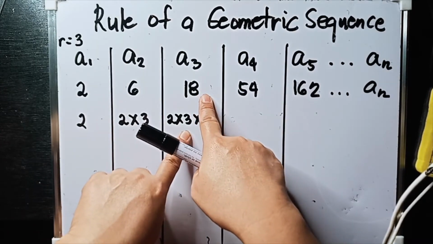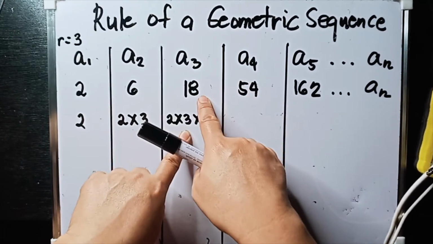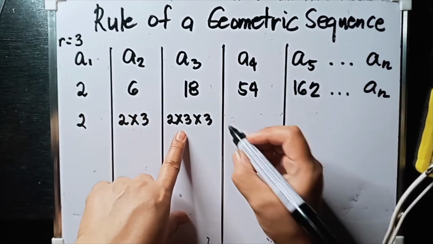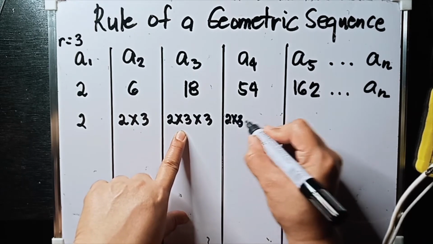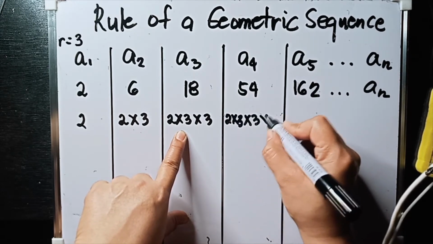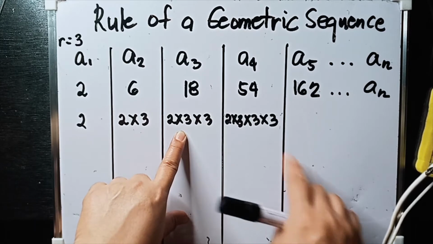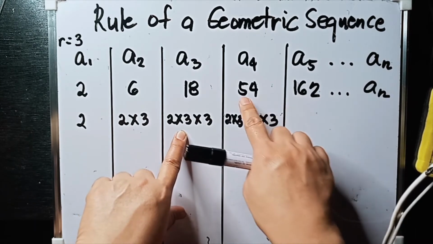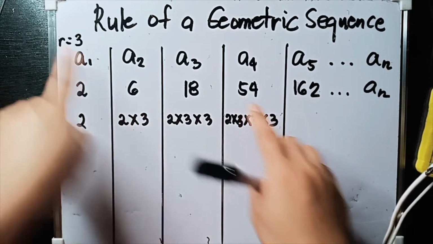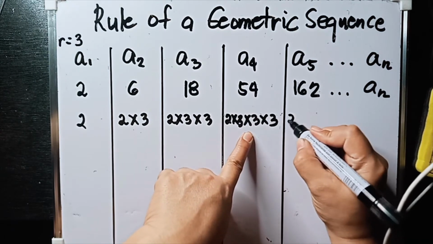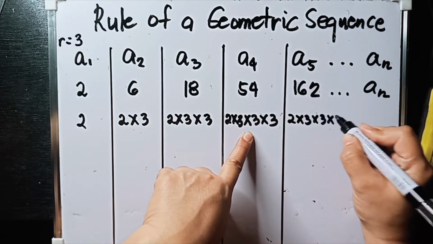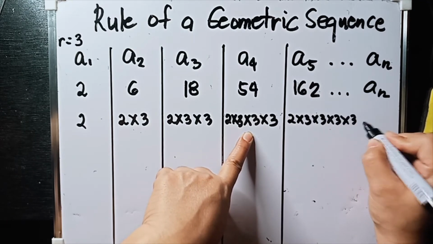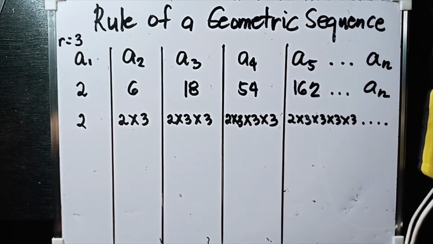So, how are we going to obtain 54? It means 18 times 3, or in factored form, we have 2 times 3 times 3 times 3. How about the fifth term? It means that 54 is multiplied by 3. So, then again, we have 2 times 3 times 3 times 3 times 3, and so on.